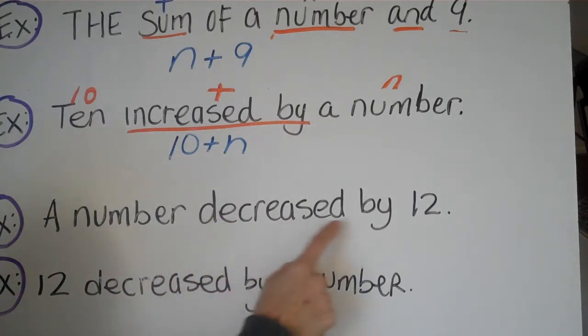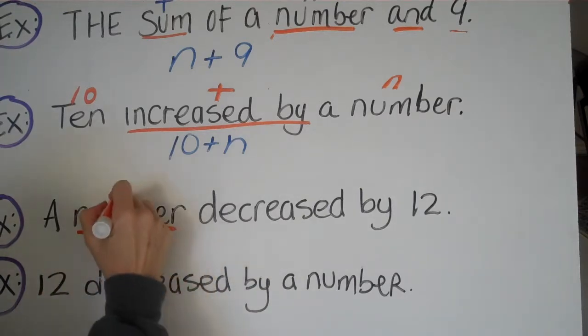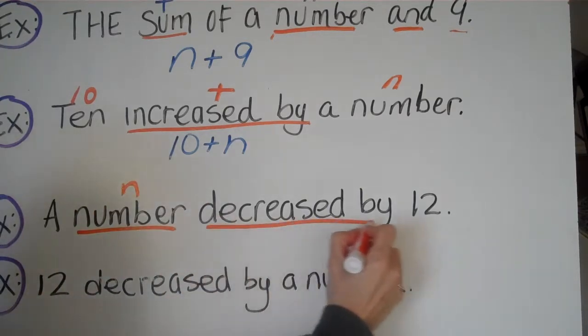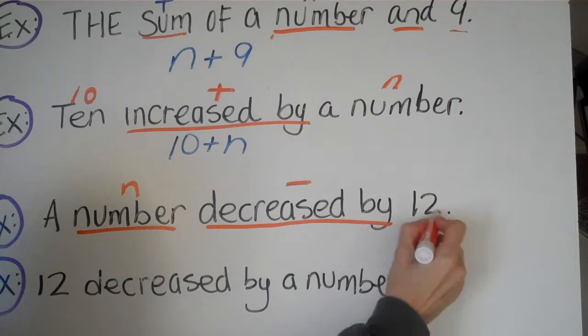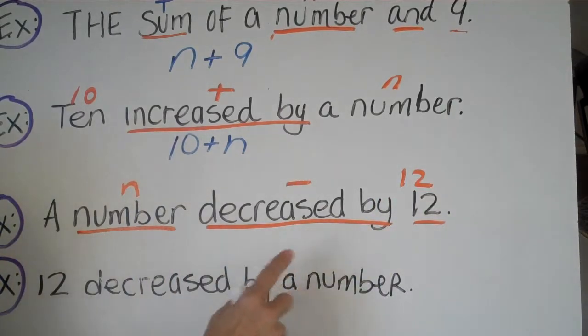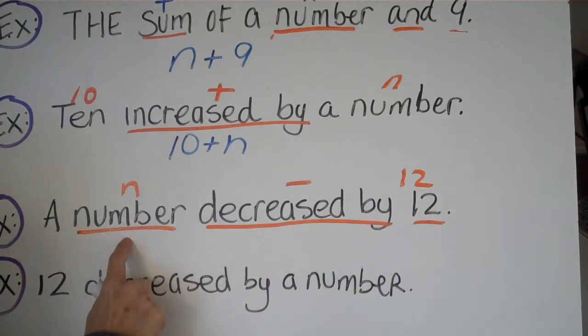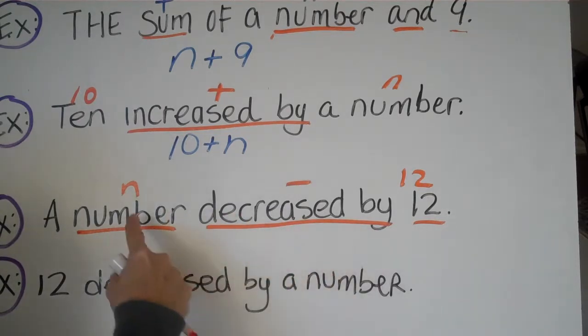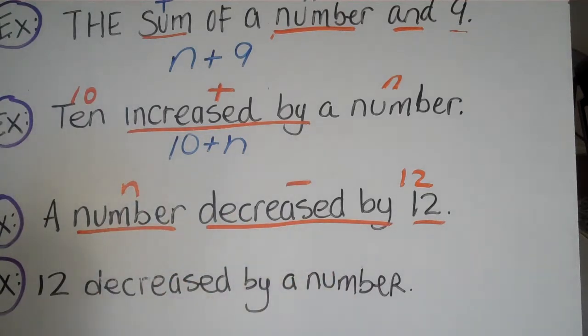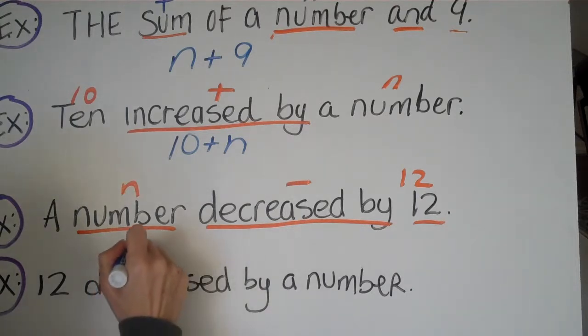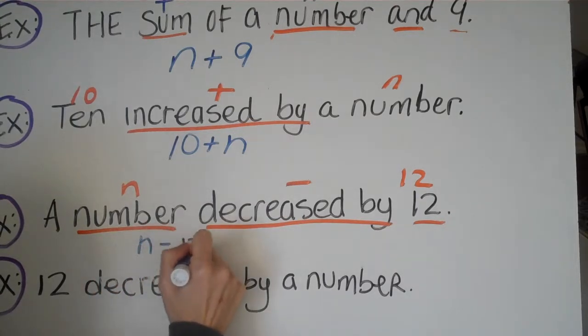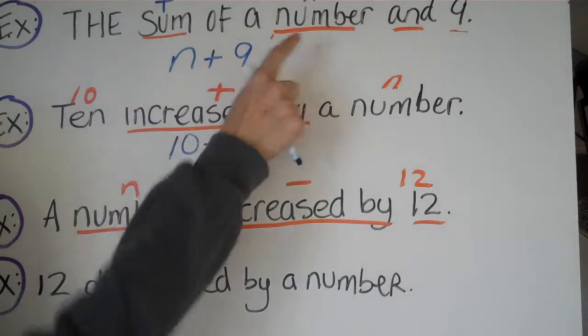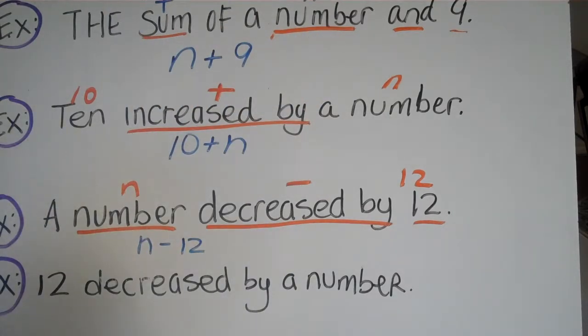A number decreased by 12. A number, that would be n, decreased by, subtract, 12. This time the number comes first. A number is getting decreased by, that means we're taking 12 from the number. So when you want to write that, it just becomes n minus 12. So go ahead and underline everything, put the symbols on top, and that should really help.